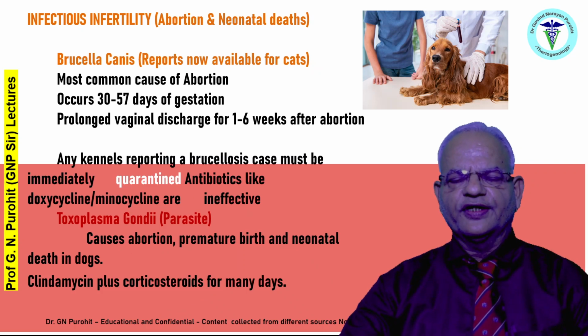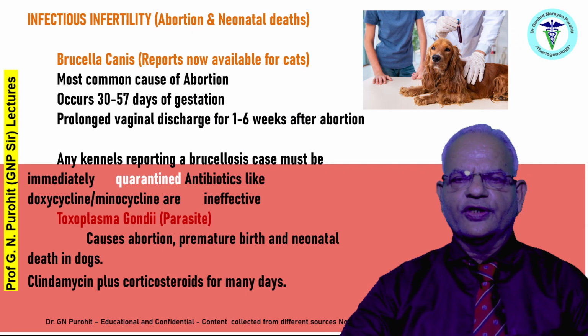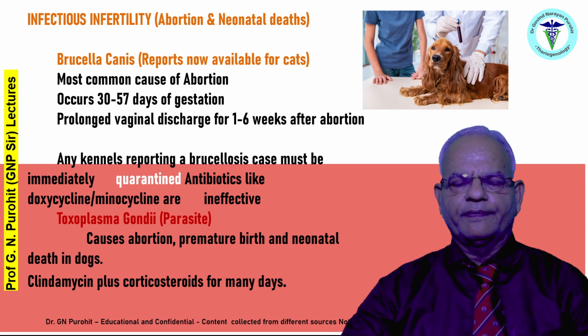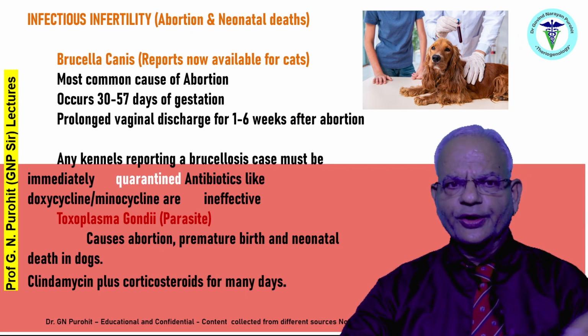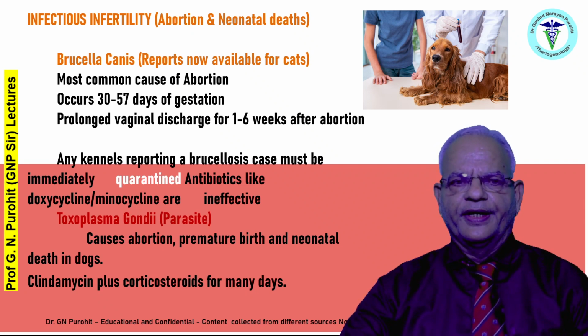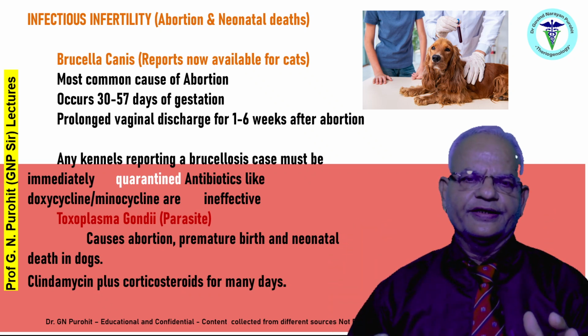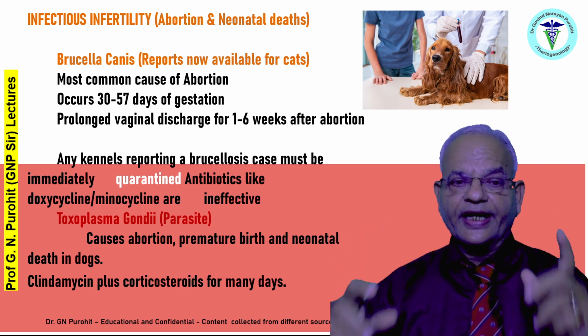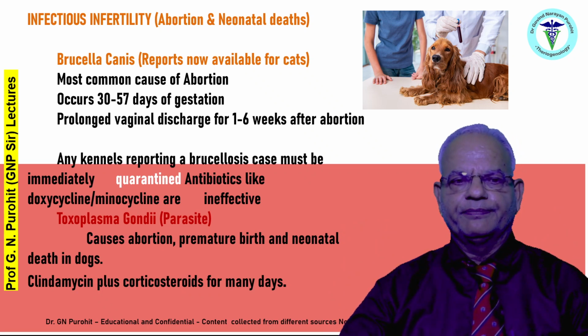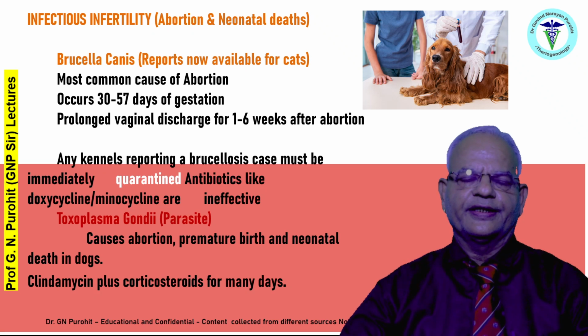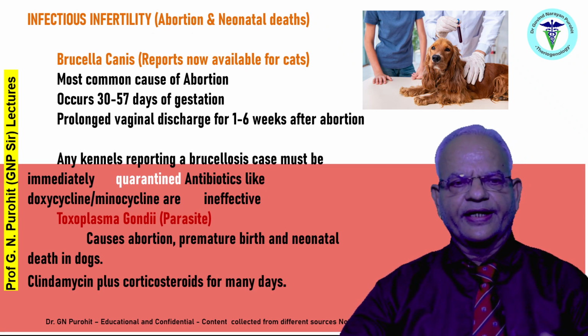Then infectious infertility, Brucella canis is a common cause of abortion and neonatal deaths. It occurs 30 to 57 days of gestation. There is a prolonged vaginal discharge, and any kennels reporting a brucellosis case must be immediately quarantined. Antibiotics like doxycycline and minocycline are ineffective.